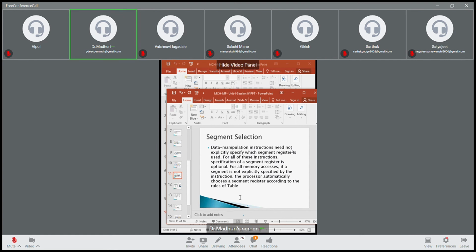So data manipulation instructions need not explicitly specify which segment register is used. But suppose there is an option: for the 386 processor, it is a descriptor you can use, and for 8086 it is the code segment, data segment, stack segment.